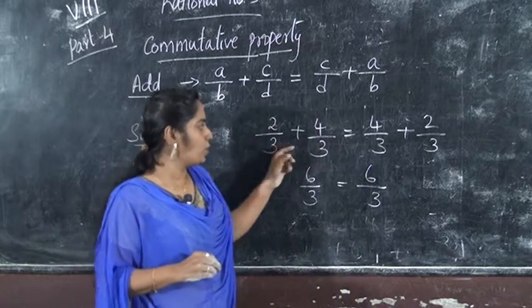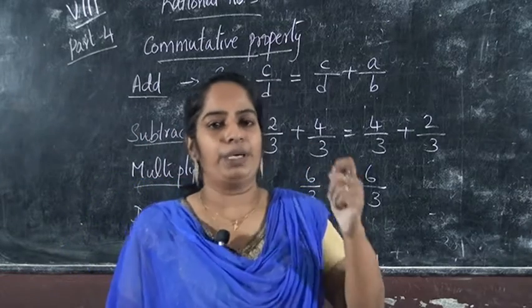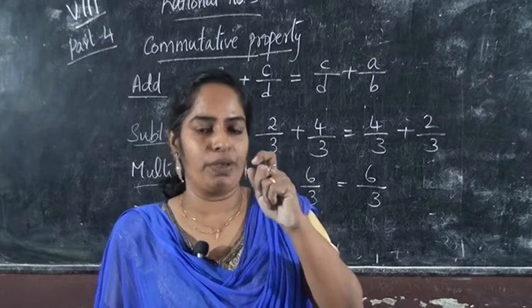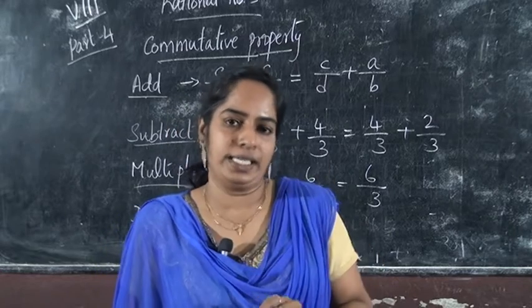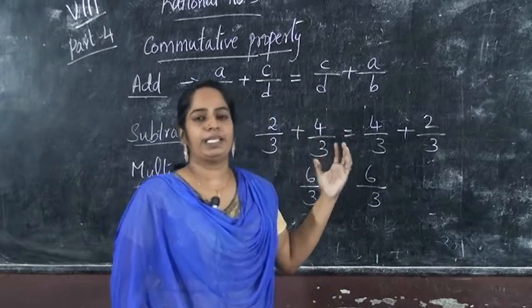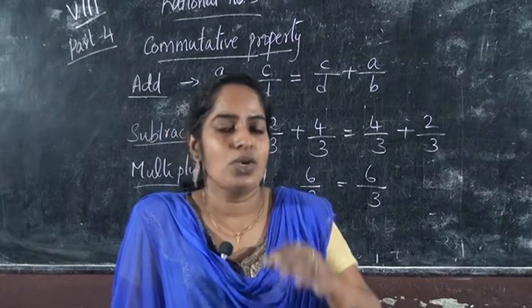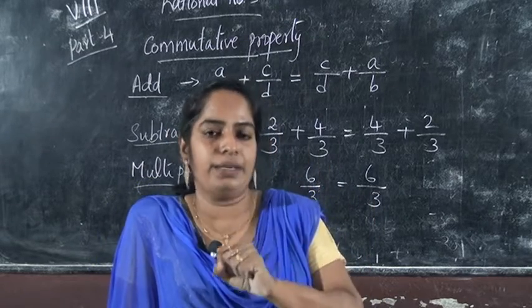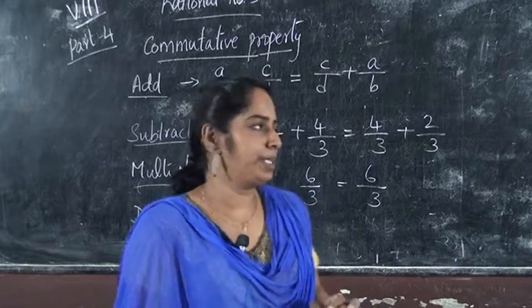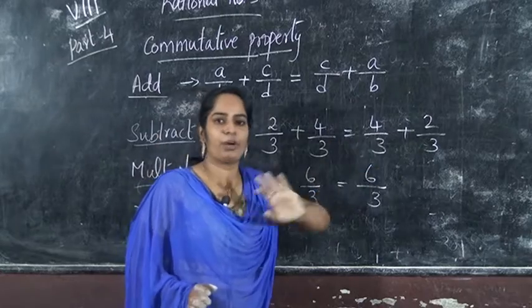Here we all know that if the denominators are the same, we can add the numerators. If the denominators are different, we do it by finding the LCM and making the denominators the same. That is what we studied in the lower classes. If the denominators are the same, the rule is that we add the numerators. Here the denominators are all 3.